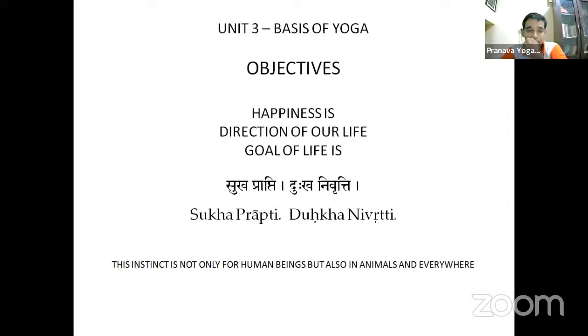Happiness is the direction of our life. Goal of life is Sukha Praptihi, Dukha Nivrittihi. Everybody and all the activities that we are doing in life is for these two reasons. One is for Sukha Prapti, another one is Dukha Nivrittihi. This instinct is not only for human beings, but also in animals and everywhere. Sukha prapti, dukkha nivrittihi. But is it the case that what we are experiencing in our worldly life is sukha prapti and dukkha nivritti?